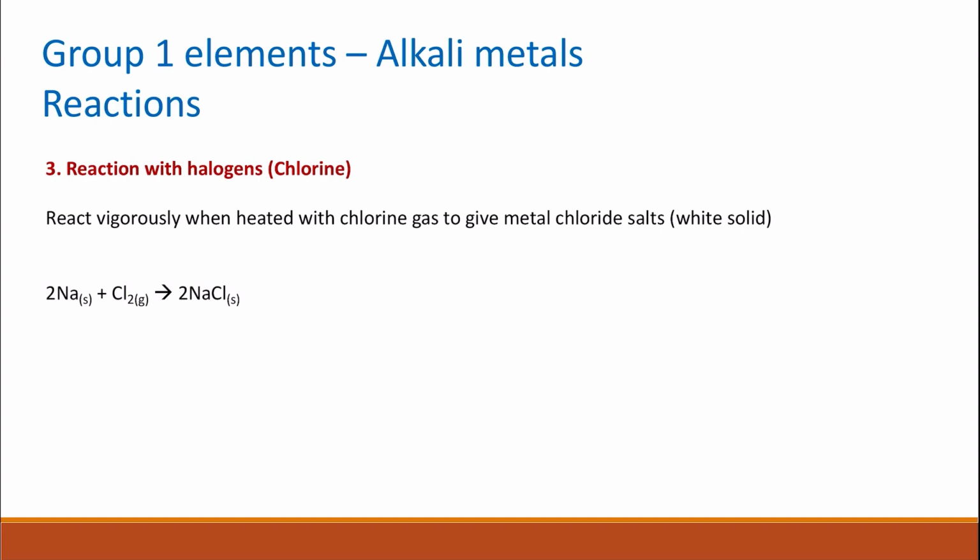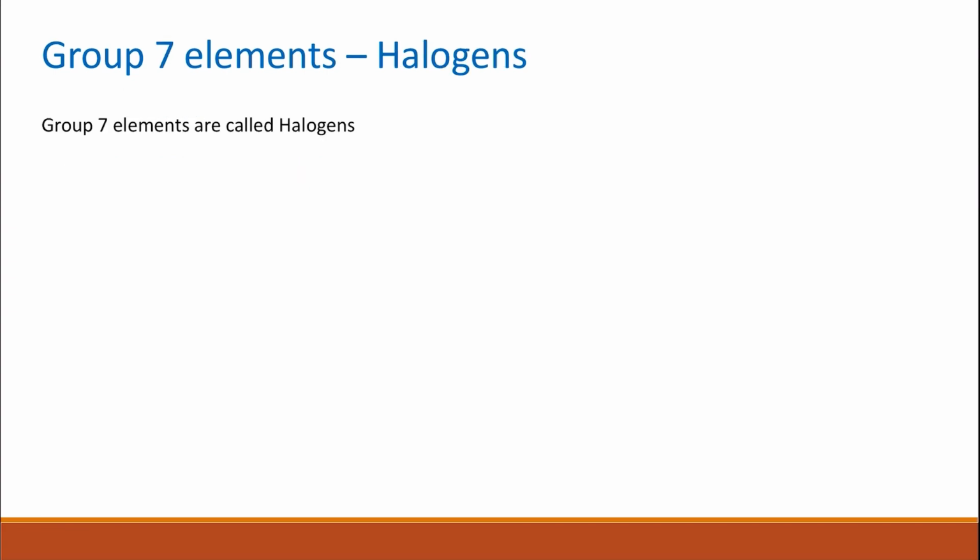Alkali metals also react with halogens like chlorine, so they react vigorously when heated and they give metal salts. So sodium, when it reacts with chlorine, will give you sodium chloride.